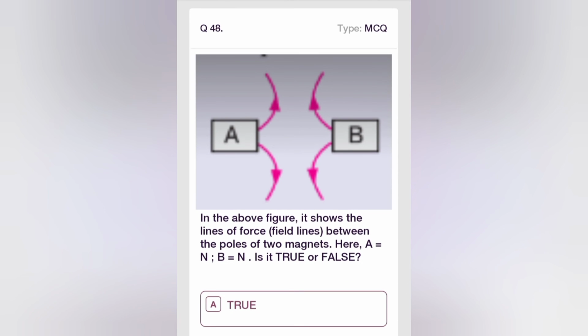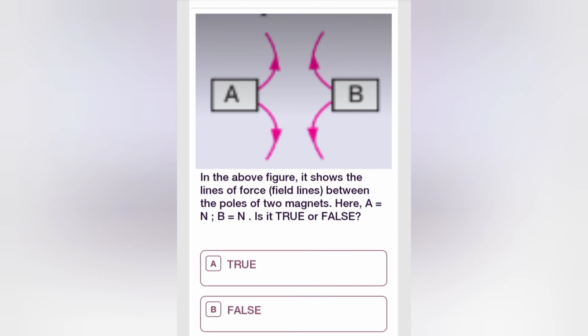In the above figure, it shows the lines of force between the poles of the two magnets. A is equal to N, B is equal to N. Is it true or false? See here. Yes, this is N, because from the north the magnetic field lines emerge. This also. So true. A and B are north poles.